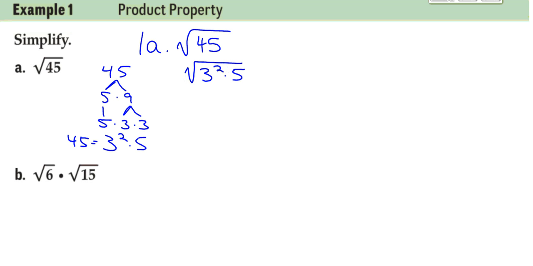So that's what I have. And then I'm going to rewrite that as two radicals, the square root of 3 squared times the square root of 5.